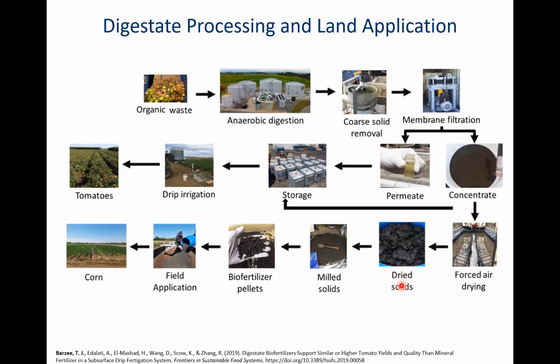The concentrate can also be dried, maybe in a greenhouse or similar kinds of dryers. This dried material can be milled and then squeezed, or condensed, into pellets, or biofertilizer pellets. These pellets can be used, for example, as planting fertilizer for corn. Basically, instead of using manure or other organic pre-planting conditioners, you can use this kind of biofertilizer pellets. The description of these processes can be found in this article here, so you can go back and read about the details.